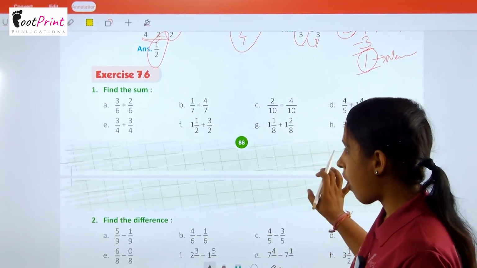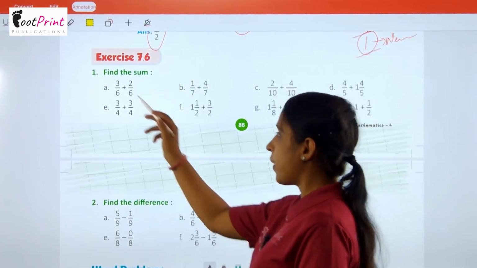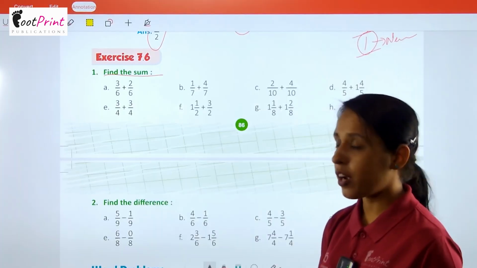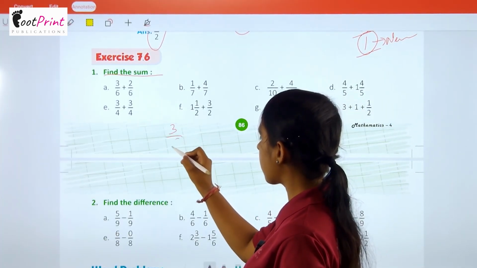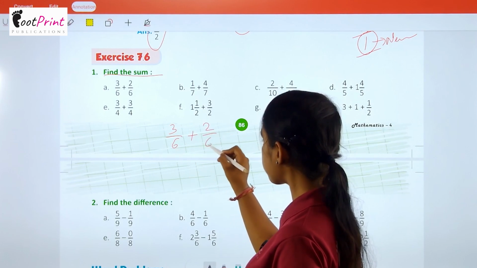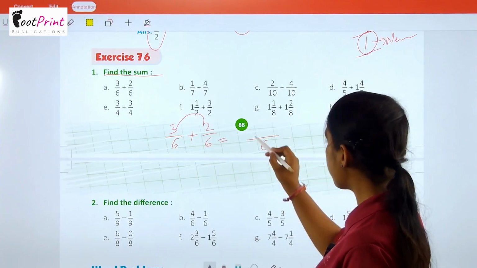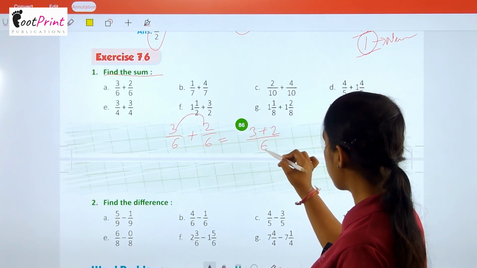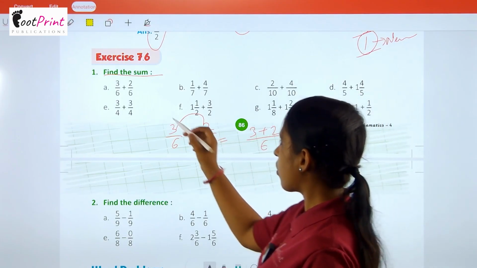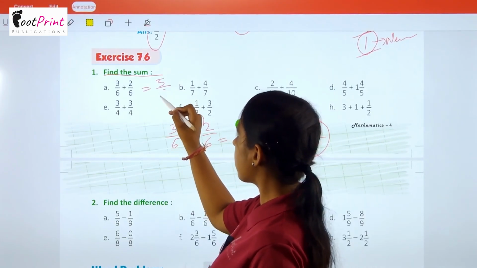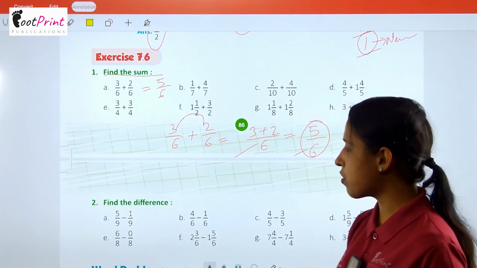Okay, now we will solve our exercise on the basis of our understanding. Here, find the sum. So 3 by 6 and 2 by 6. How do we find it? The denominator will be the same and we have to add the numerators. So 3 plus 2 is 5, and the denominator will be the same. So the answer will be 5 by 6. Just like that you can solve all the rest of the parts of this question by yourself.